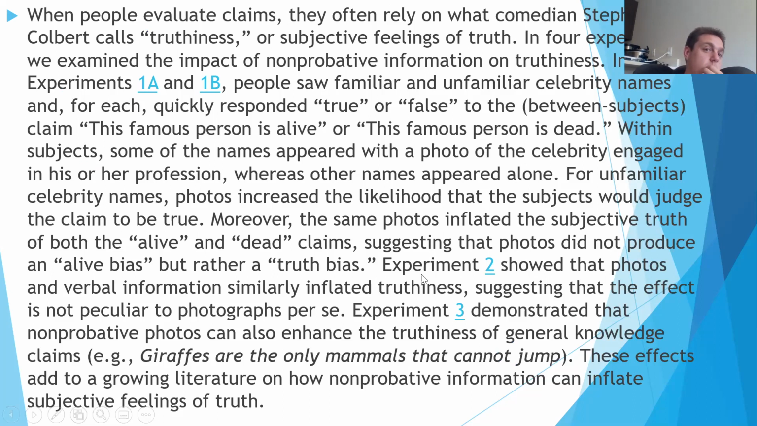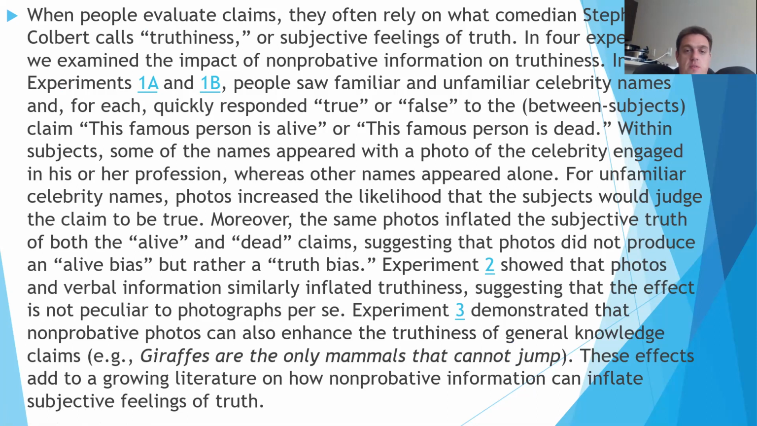Okay. When people evaluate claims, they often rely on what comedian Stephen Colbert calls truthiness, or the subjective feeling of truth. In 4 experiments, we examine the impact of non-probative information on truthiness. In Experiments 1A and 1B, people saw familiar and unfamiliar celebrity names, and for each quickly responded true or false. Two of the between subjects claim: this famous person is alive or this famous person is dead. Within subjects, some of the names appeared with a photo of the celebrity engaged in his or her profession, whereas others appeared alone.